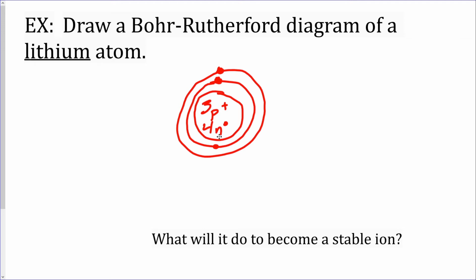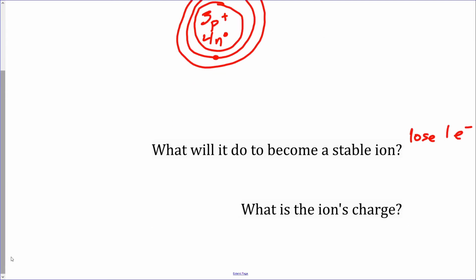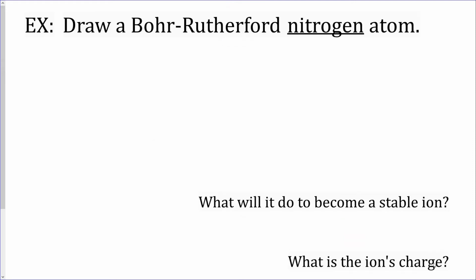Lose 1. You always pick the smaller number. So what will it do to become a stable ion? It will lose 1 electron. All right, let's scroll down here. What is the ion's charge? So originally, as an atom, it's neutral. When it loses 1 electron, we're going to put 1. And then because it's losing a negative electron, we said that would make it positive, so we say this has a 1 positive ion charge.